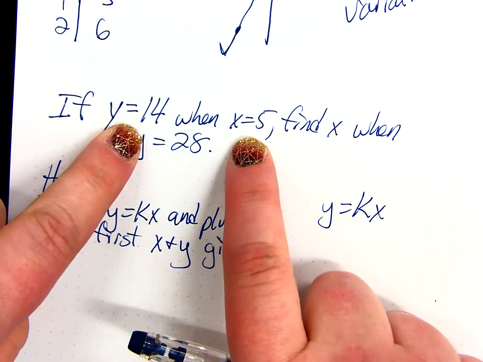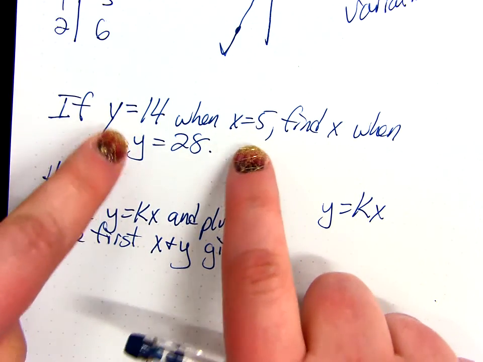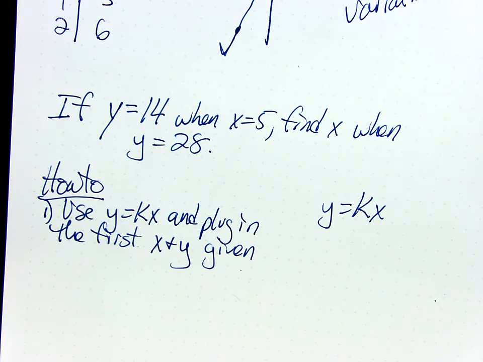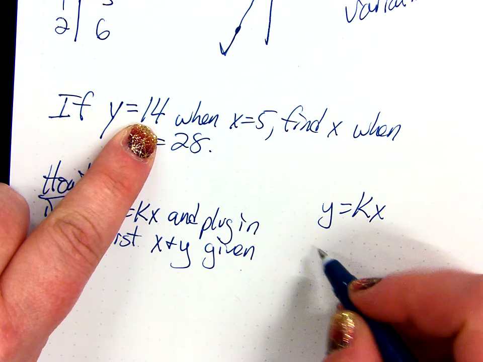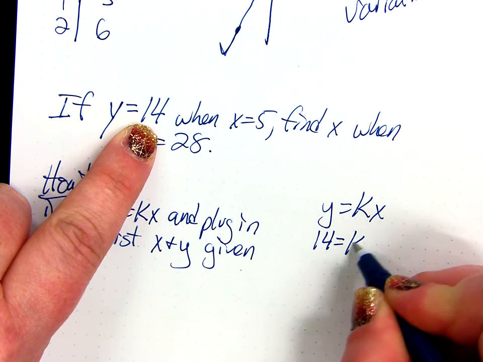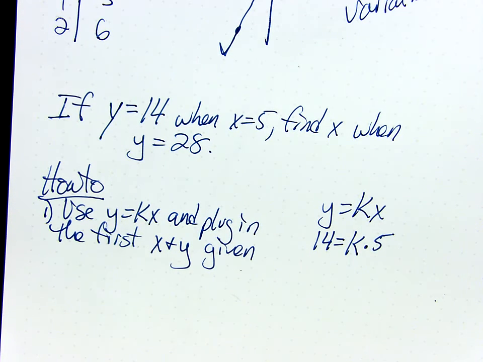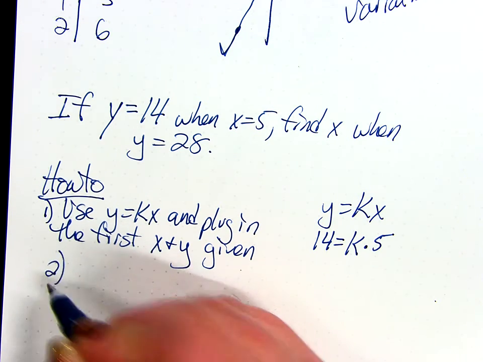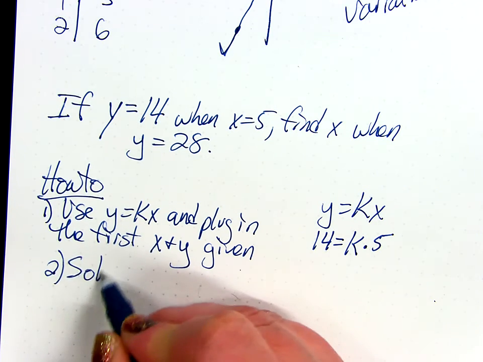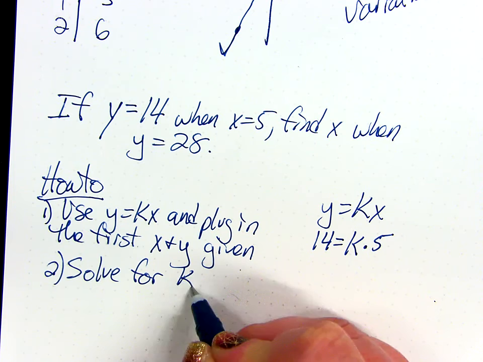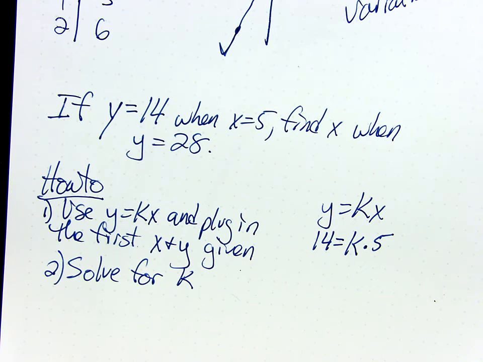If y is 14 when x is 5, that is the first part of my problem. The y being 28 comes in later. Okay? So I'm literally just going to replace y with 14. I don't know what k is, so k just stays in there. But x is 5. So there's step 1. You just plug in x and y. Step 2, now all you have to do is solve for k. So if I want to solve for k, what do I have to do?